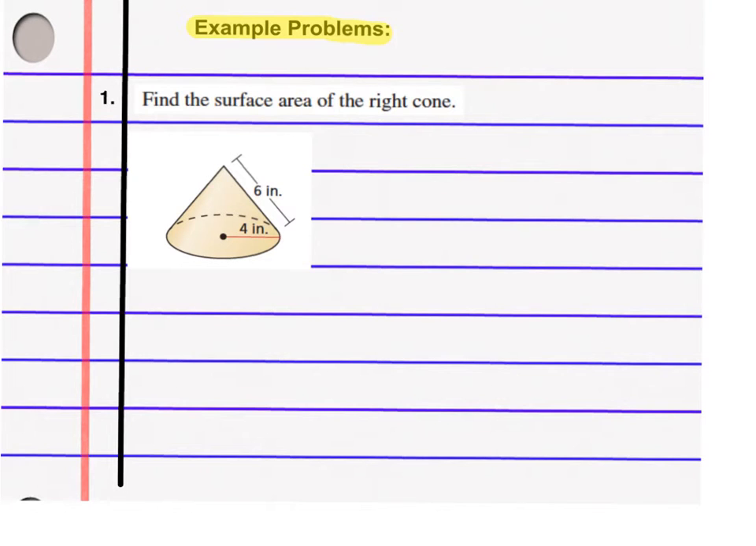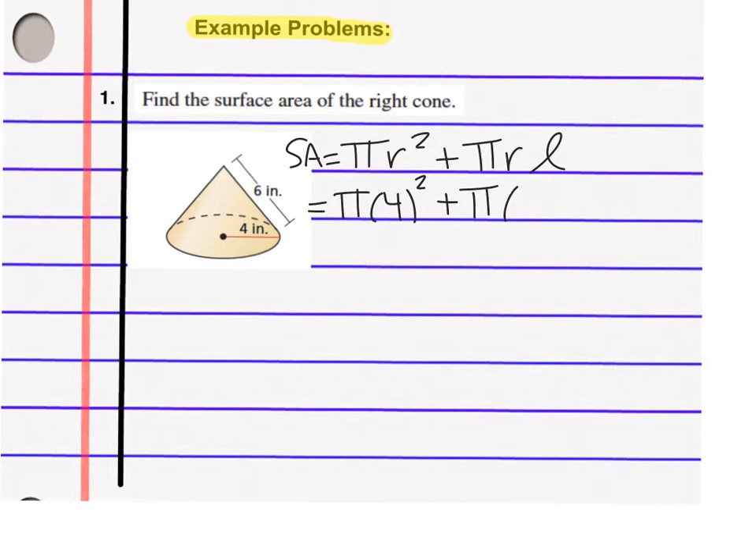some examples. So find the surface area of the cone, of the right cone. And right just means it's not like tilted. So find the surface area. We need to do pi r squared plus pi r l. So pi r squared, the radius is 4. If you just want to put 16 because you square it right there, that's fine. Plus pi times r times l.